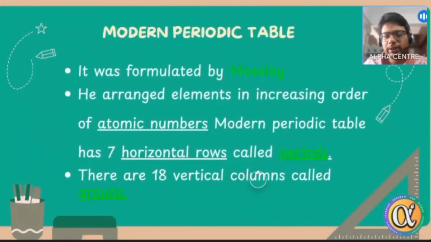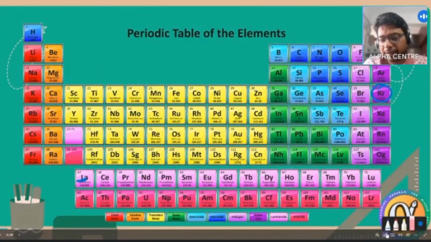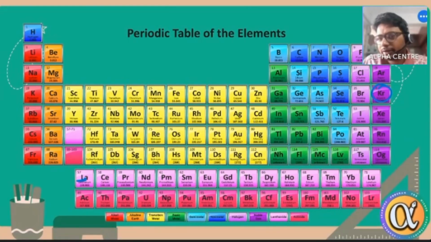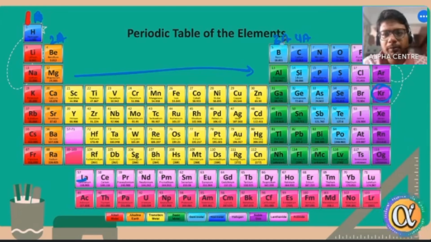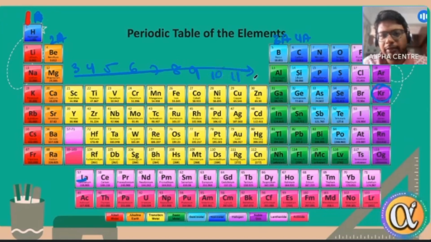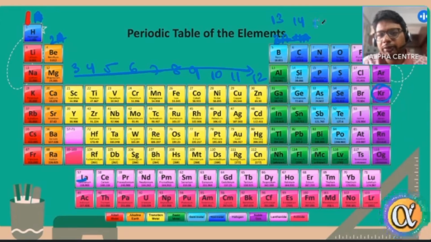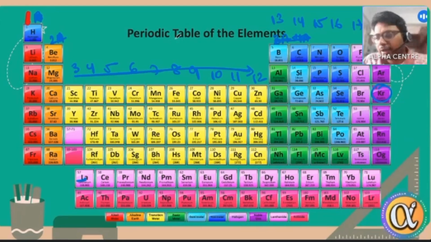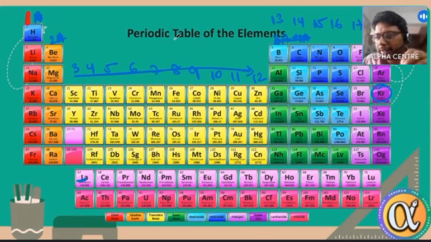Next, what does group number signify? Group number generally signifies the number of valence electrons. Group 1, group 2, and then 3, 4, 5, 6, 7, 8, 9, 10, 11, 12. In continuation, 13, 14, 15, 16, 17, 18. So what I said is group number signifies the number of valence electrons, but not strictly. This is understanding you need to know.